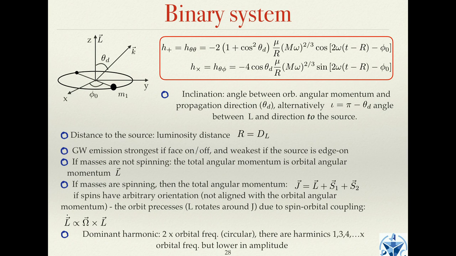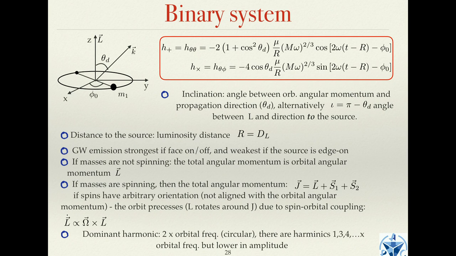Then I want to discuss a little bit about this angle appearing here, here. And as I said, it's an angle between the z-axis, so the orbital angular momentum, and the direction to the observer, the direction to where LIGO, Virgo, Earth in general is. We could call it the angle between the direction of propagation of the gravitational wave and the orbital angular momentum.